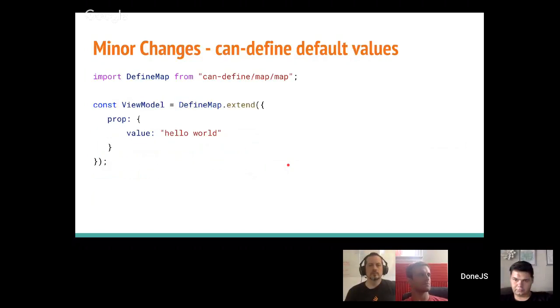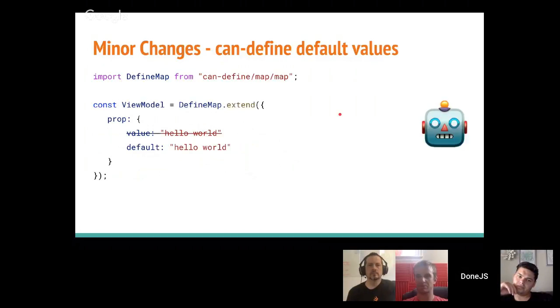Cool. The next minor change is default values in can-define. This used to use the value property or value definition on this property definition, and this would set a default value for this property. In 4.0, this is default instead of value, since that's what it is. It is a default value. And we're also using value for streaming property definitions, which we'll see later. This one is done automatically as well.